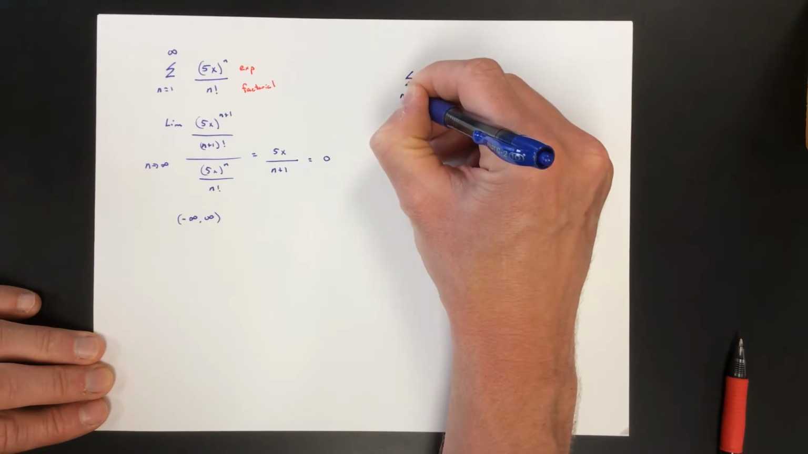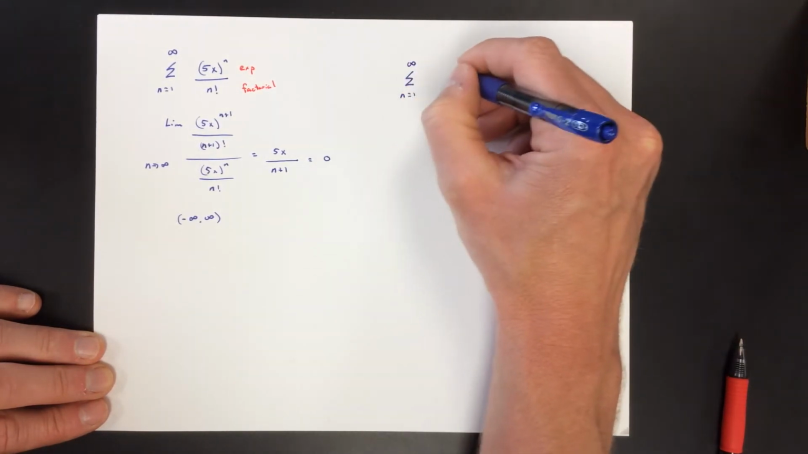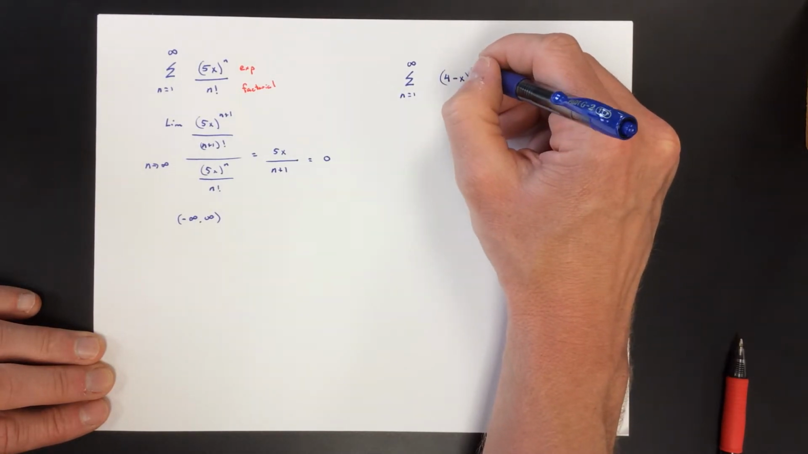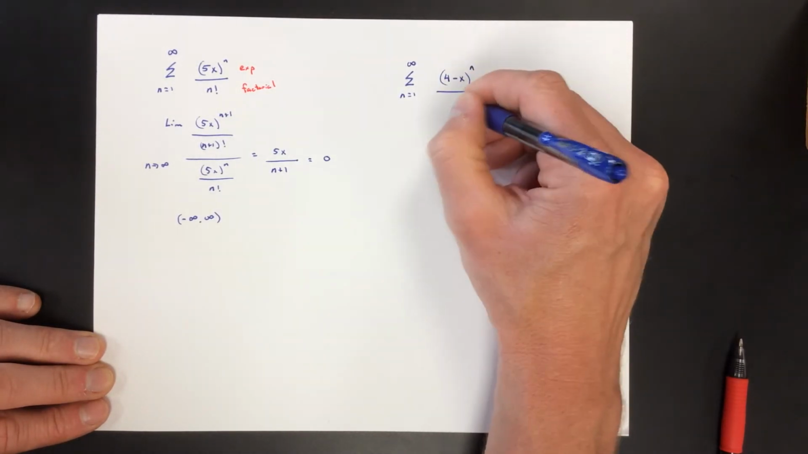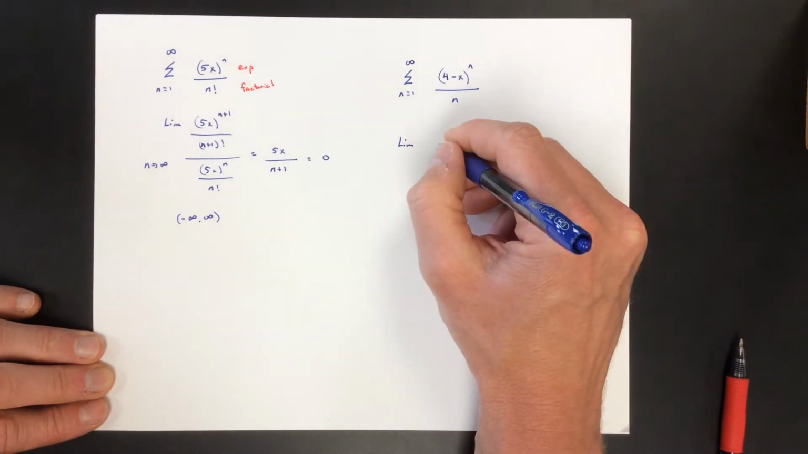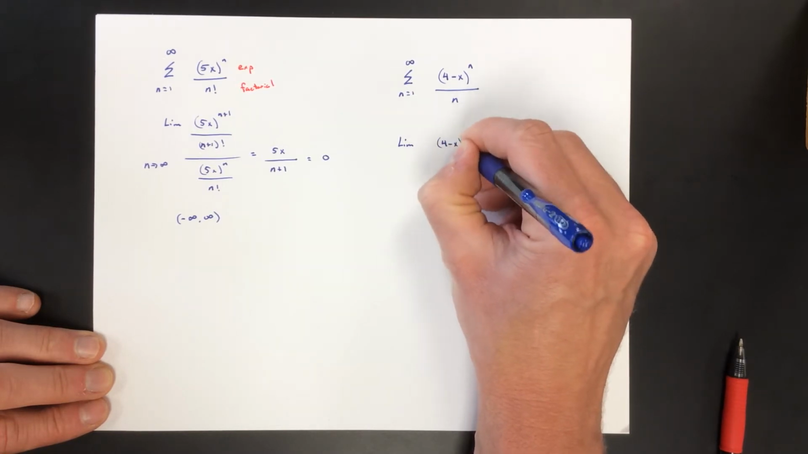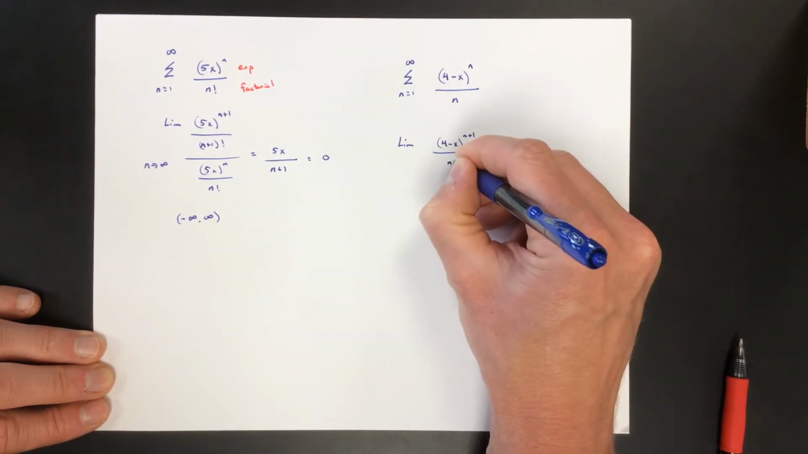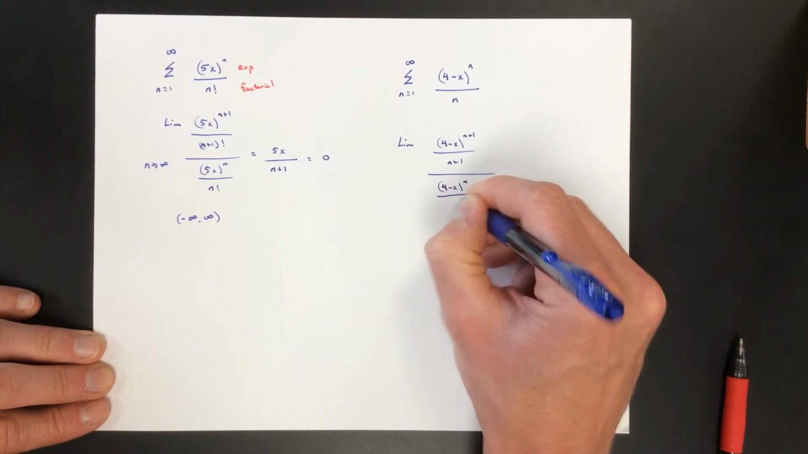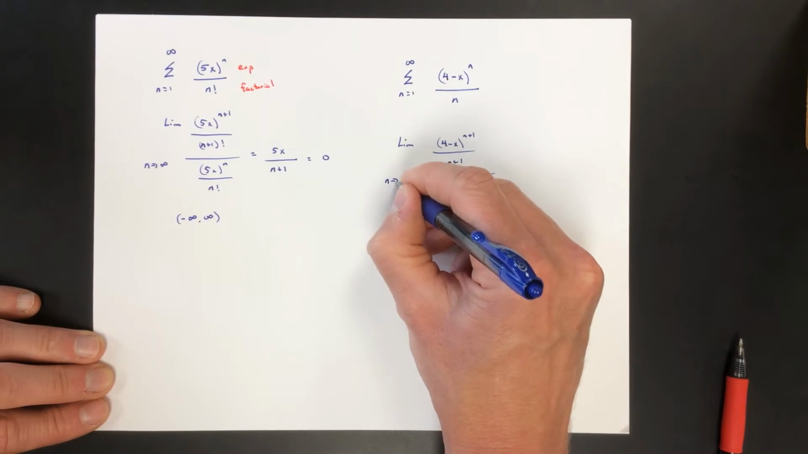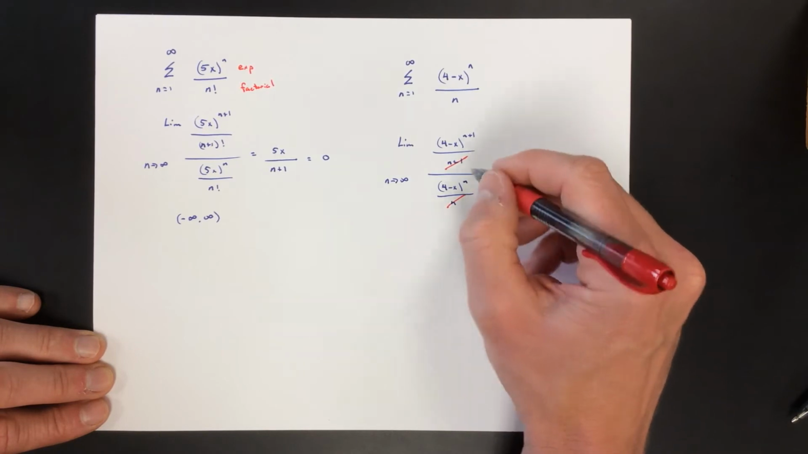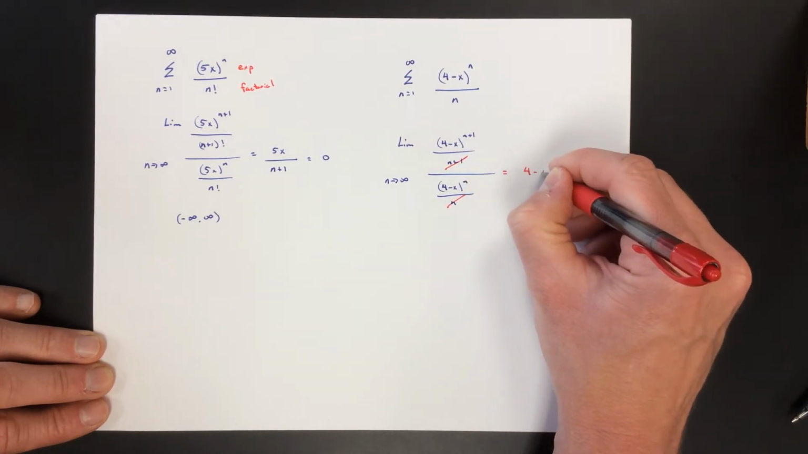We'll flip this around. And how about we do (4 minus x) to the n over n, something like that. Okay, so let's look at the limit of (4 minus x) to the n plus 1 over n plus 1, all over, again, I'm doing the ratio test every time, over n as n goes to infinity. L'Hopital says that this and this cancel, and this has one extra factor of 4 minus x.